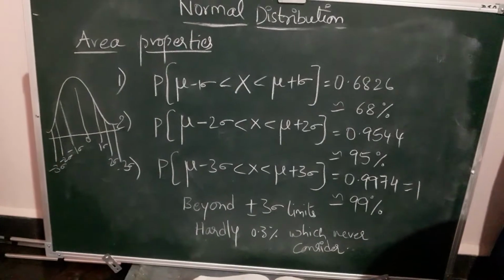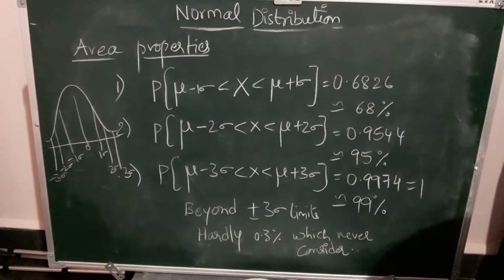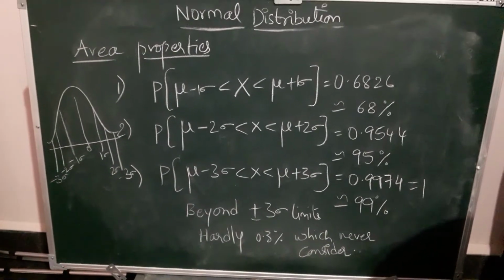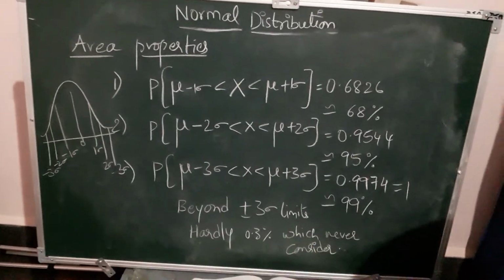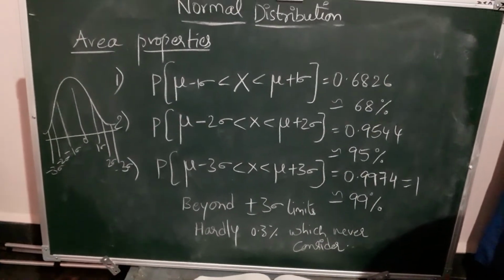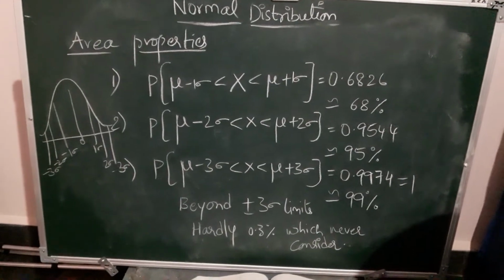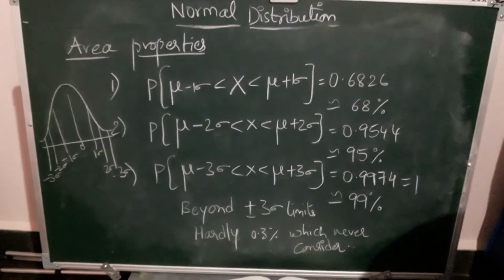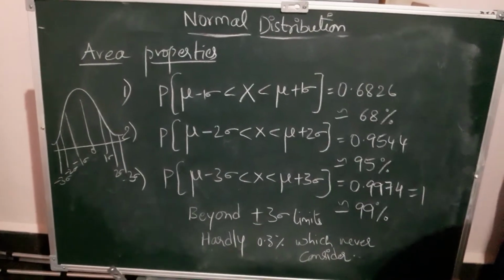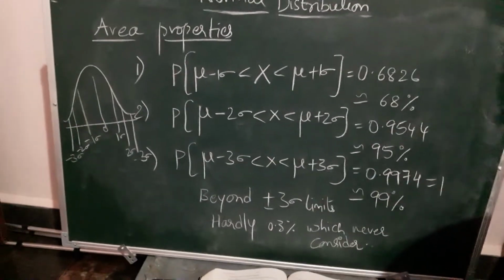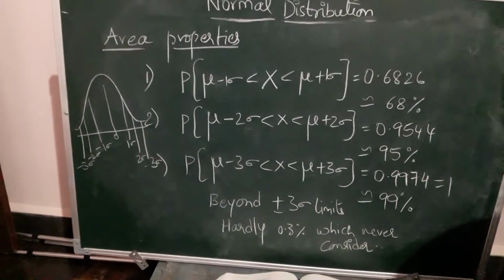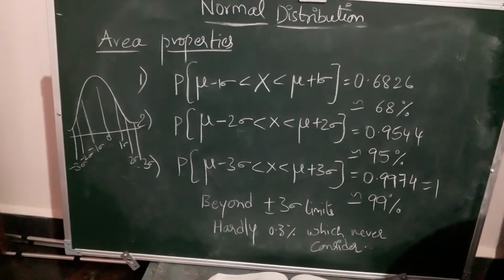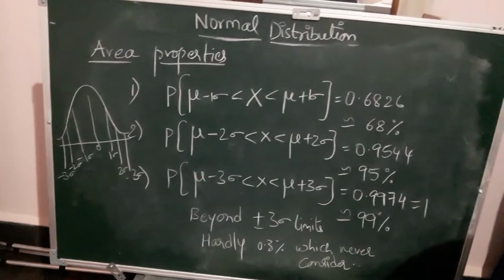Property number 8. The odd order moments will always be 0 in a normal distribution because the curve is a symmetrical curve. Symmetrical means the mean, median, and mode coincide at the origin, 0. So that's why the odd order moments are always 0. Now the even order moments: mu 2r equals 2r minus 1 into sigma power of 2r. That is a formula where r equals 1, 2, 3 and so on.